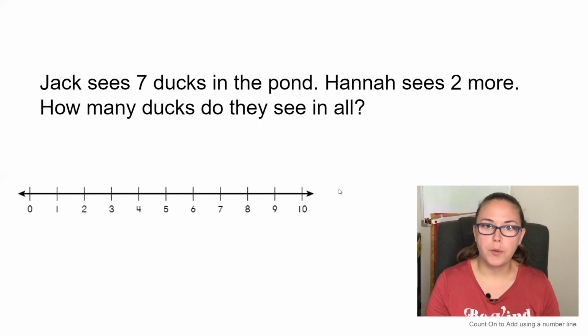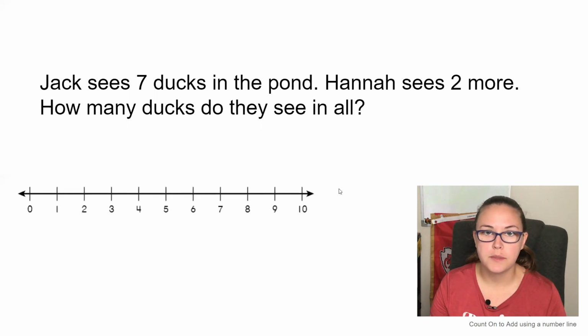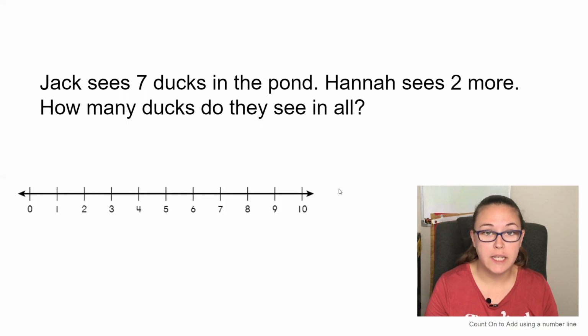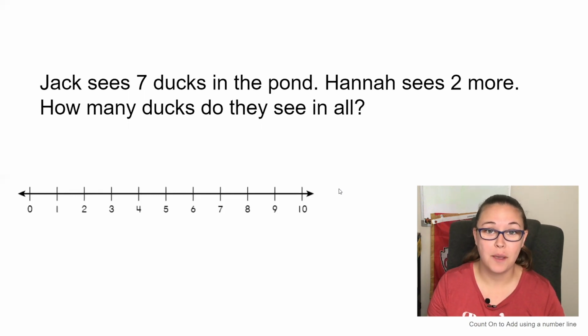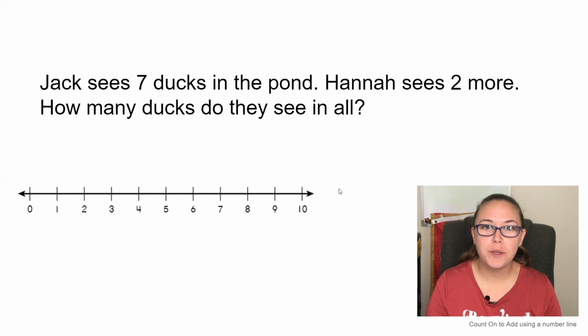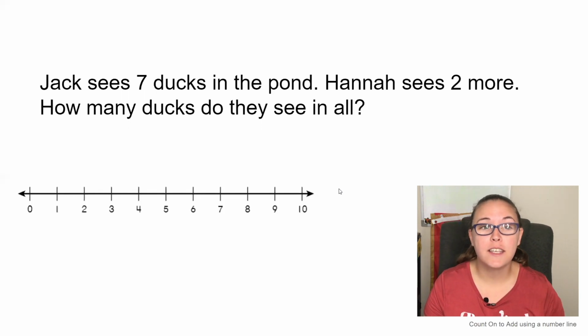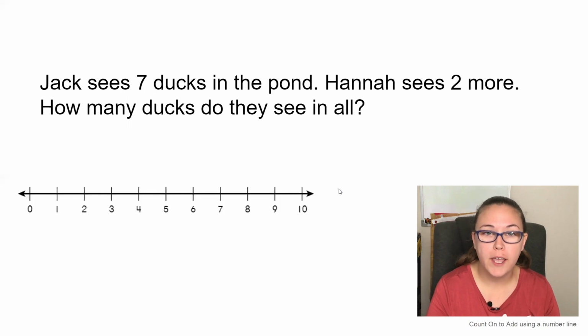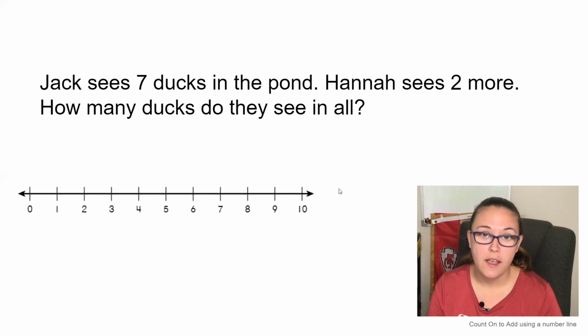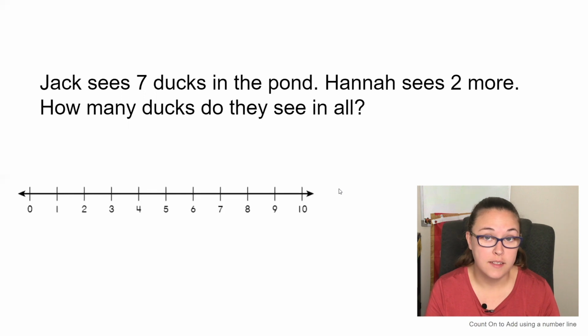Do you remember when we learned our strategies for solving word problems that the first step is to read the problem in its entirety? That means the whole thing. Do you remember what that allows us to do? That's right. It gives us what's called context, and we're able to understand the story that the problem is trying to tell us.